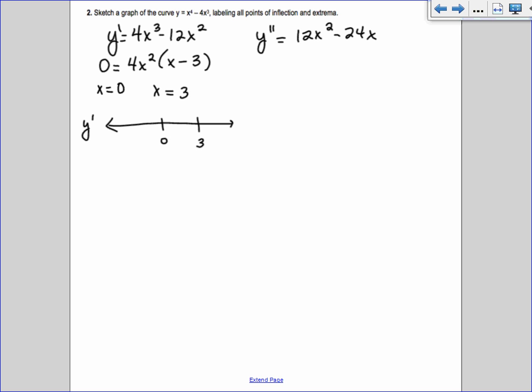So if I plug in a negative 1, I get 4 times negative 1 squared is 1, times a negative number. So I get a negative number. When I plug in 1, do you guys see that you get a negative number as well? When I plug in 4, I get a positive. So it's going down, down, up.